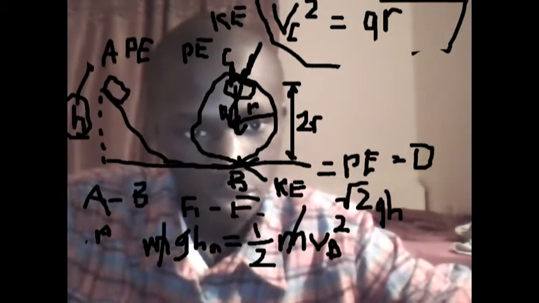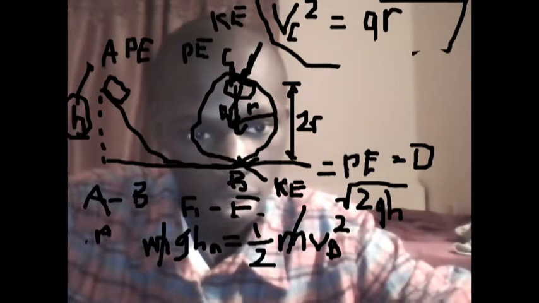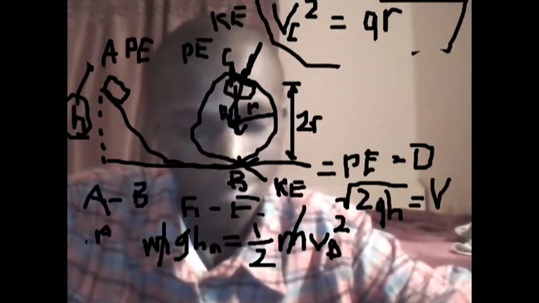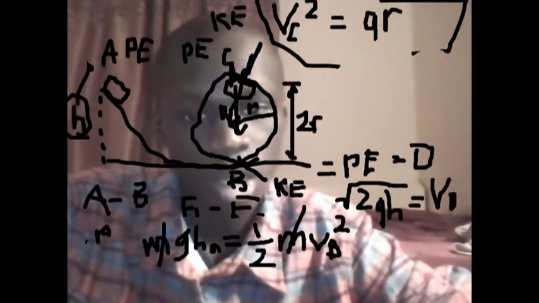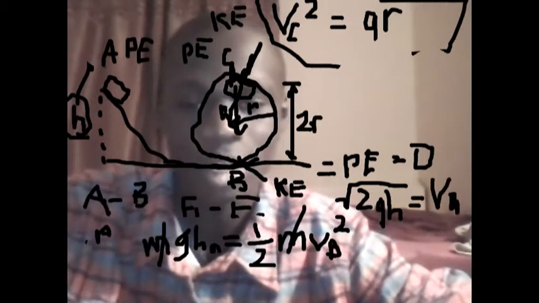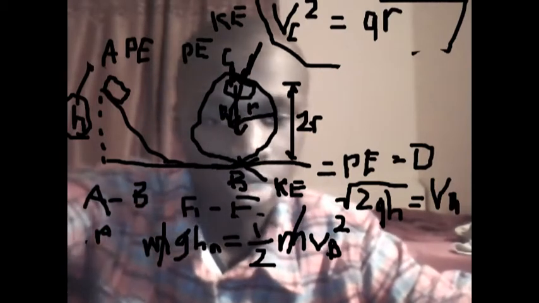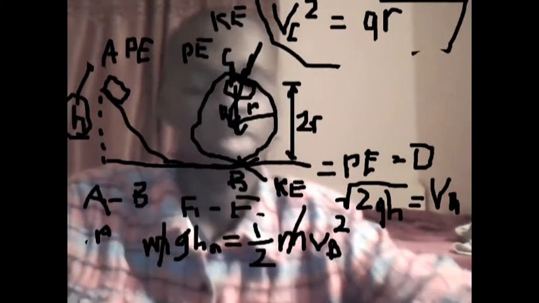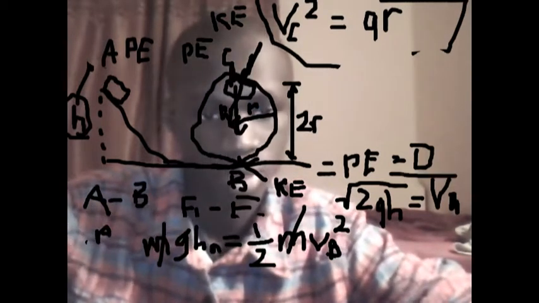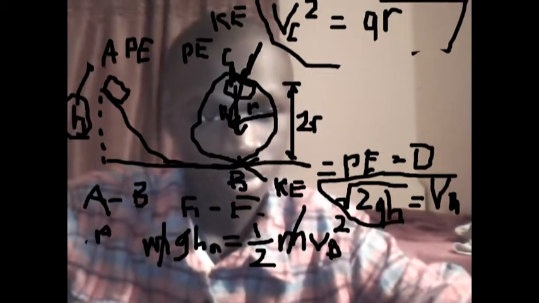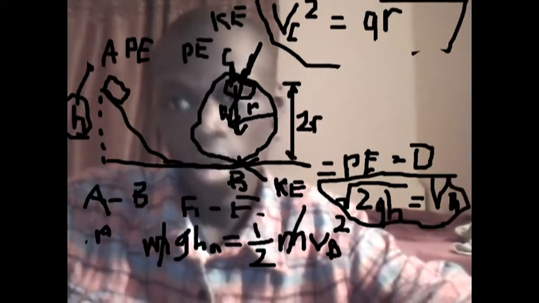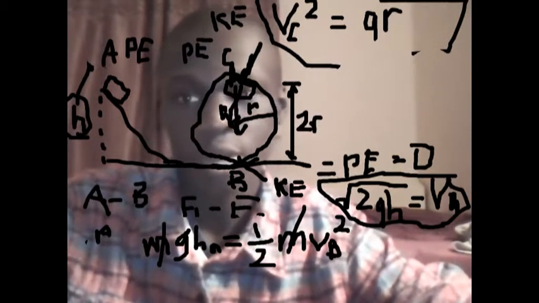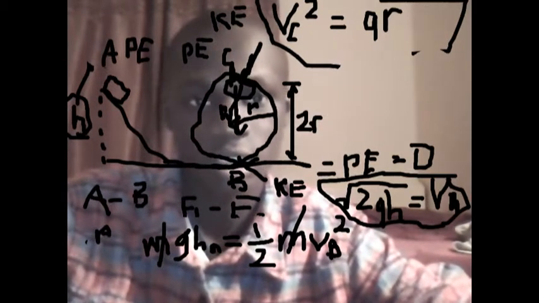Square root of 2gh is equal to the velocity at point B. Because why? I mean, this is just a math thing, but you multiply 2 on both sides, you get 2gh, and then you square root that, and you get the square root of 2gh equals the velocity at point B. So we know that the velocity at point B is the square root of 2gh. So we could erase this then. And we already know that the velocity here at C is the square root of gr.